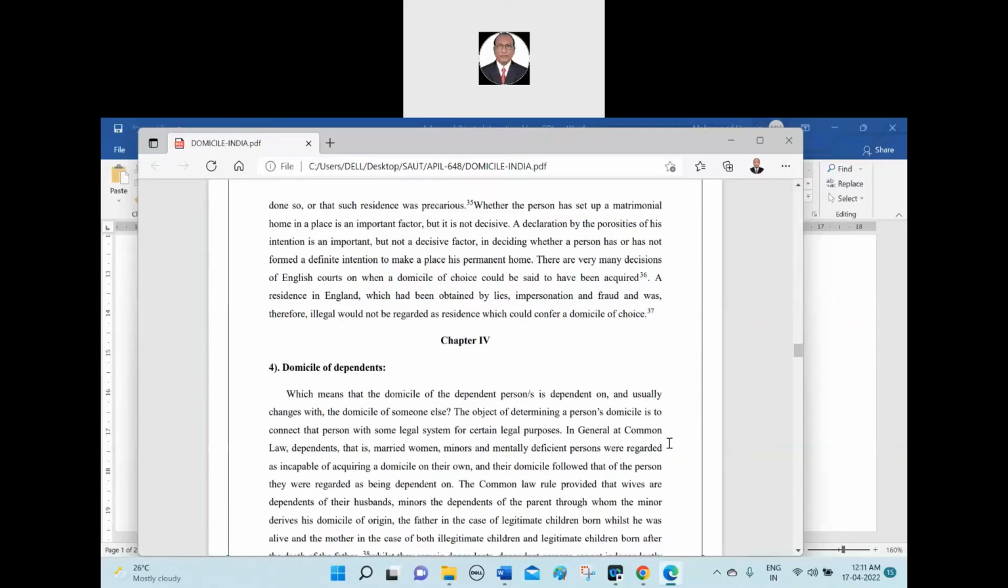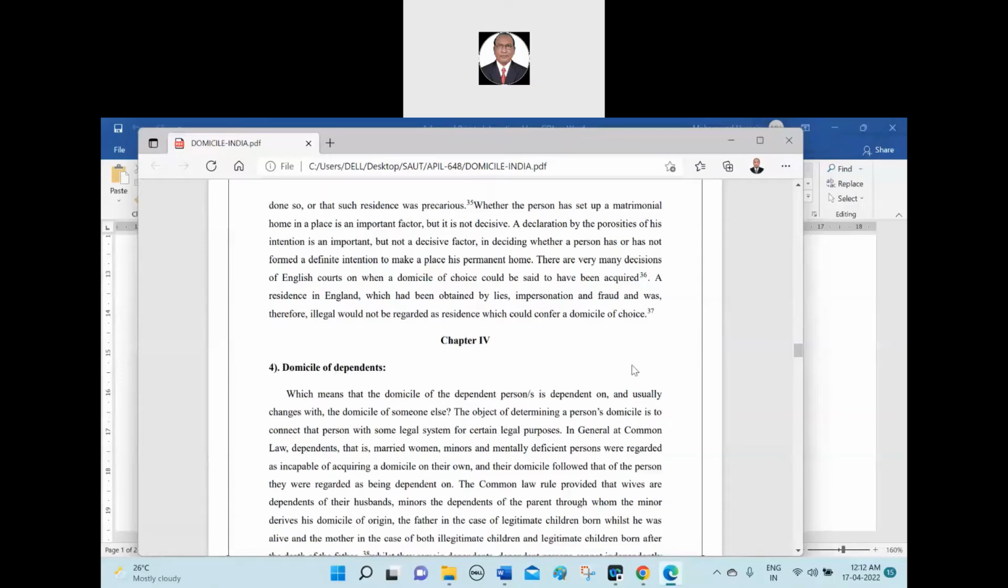Suppose I am a father and I have my wife. My wife is a dependent, and I have children and the children are dependents. Is it clear? Suppose I have a father, then the father is a dependent. If I have a mother, then the mother is a dependent. Is the neighbor a dependent? No, because there should be consanguinity, a blood relation. So the domicile of a dependent person is dependent on, and usually changes with, the domicile of someone else.